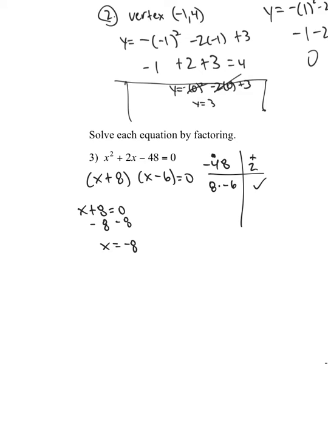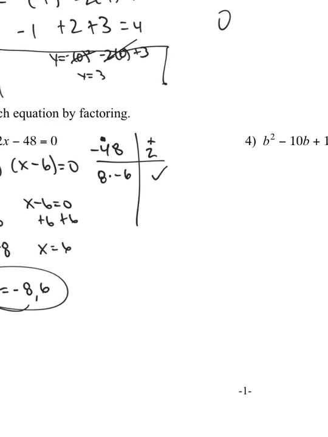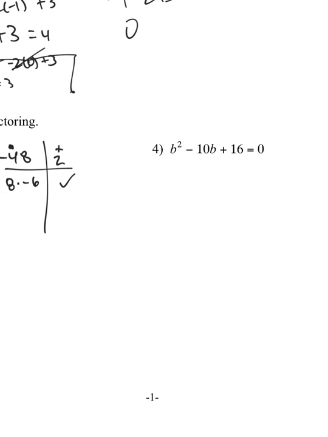X, apologize, a little too quick there. So we have x minus 6 equals 0. Adding 6 to both sides, we've got x equals 6. So this quadratic has two solutions, negative 8 and positive 6. Okay? I think I've got one here for you guys to factor.